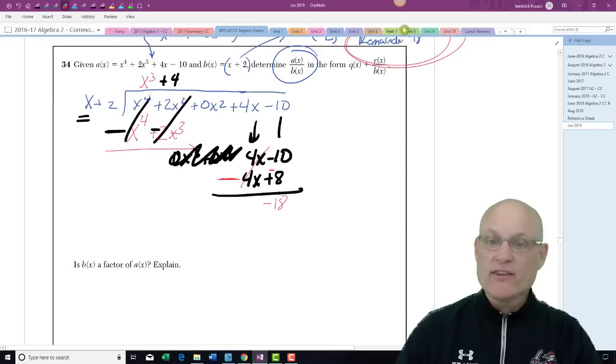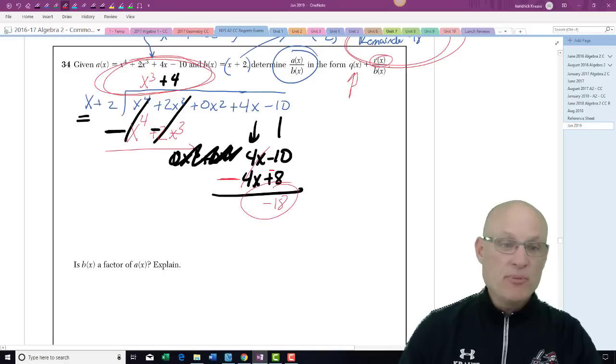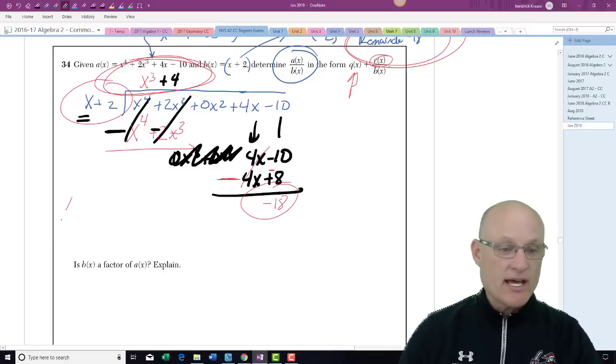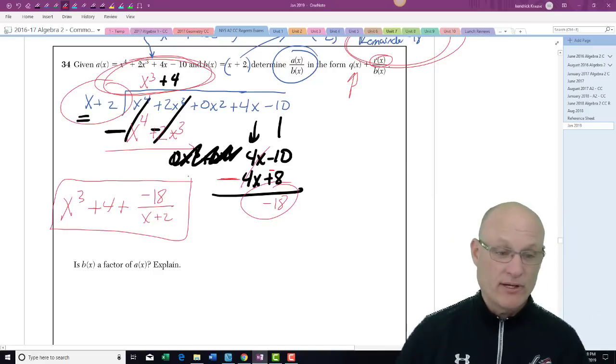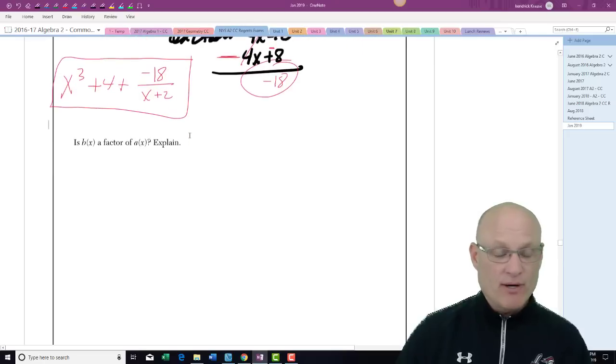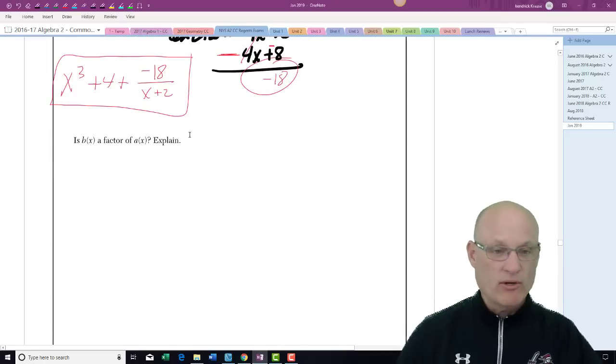So I got to write it in this form: this part's the quotient, this is the remainder, and b of x is this. So my answer is going to be x cubed plus 4, and I always do plus negative 18, which is the remainder, over x plus 2. So that is the answer to part 1, and that was probably worth 3 points. Or maybe 2, I'm not sure. I don't remember how we graded that one.